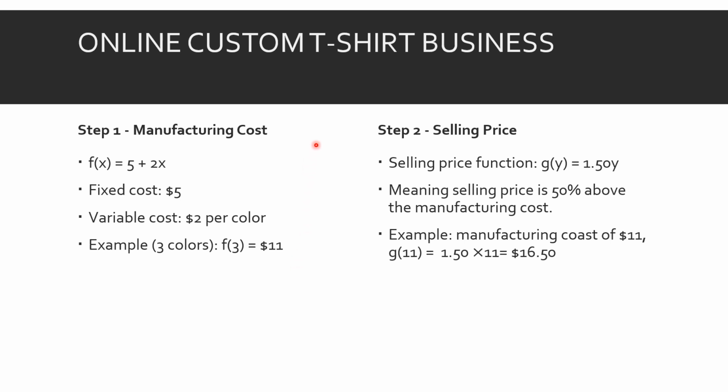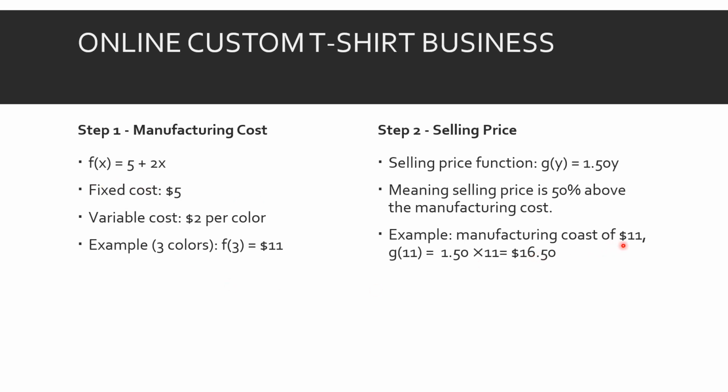So I also want to sell it to gain profit. The selling price is modeled in the form g of y equal to 1.50y. What does the y represent? The y represents the manufacturing cost. So y here is the same as f of x. Per this model, the selling price is 50% above the manufacturing cost. If I want to know the selling price, what I need to keep in mind is that the manufacturing cost is 11. That is, y is 11, the same as f of x.